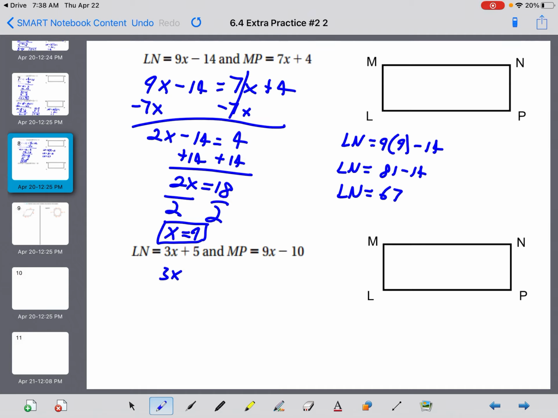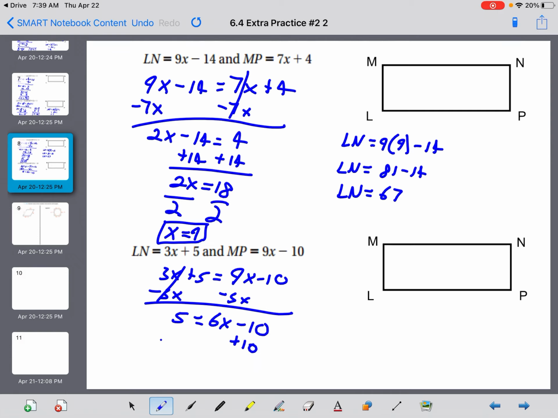Okay, our last example here on the bottom, 3x plus 5 equals 9x minus 10. Subtract 3x on both sides. We get 5 equals 6x minus 10. Add 10 to both sides. 6x equals 15.